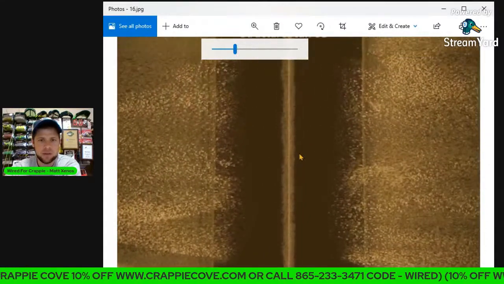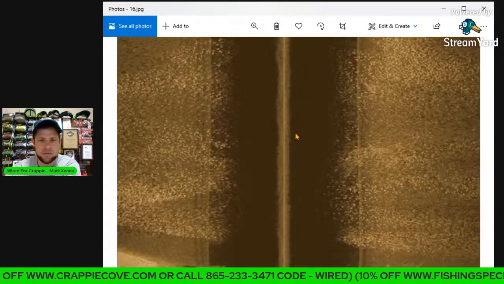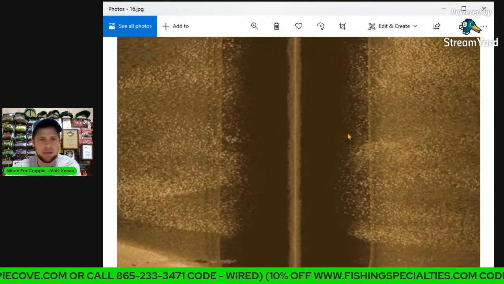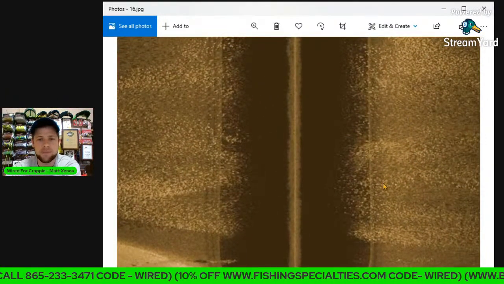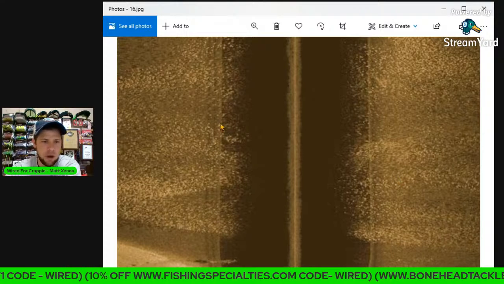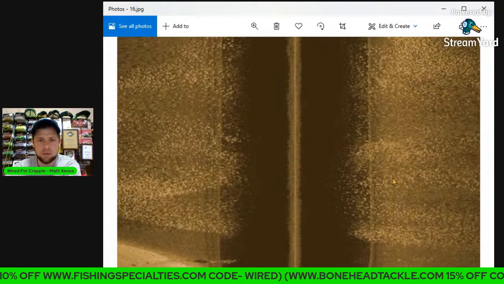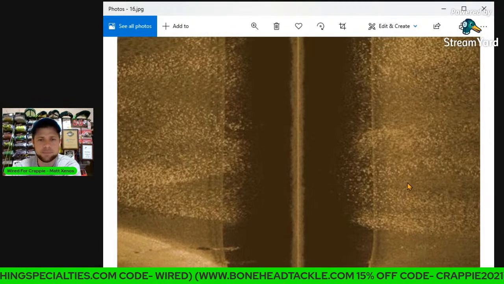Okay, you're going to get a return very, very similar to this, very cloudy. I'm moving it all over the place. All right, very cloudy and very small returns and not a whole lot of real defined shadowing.